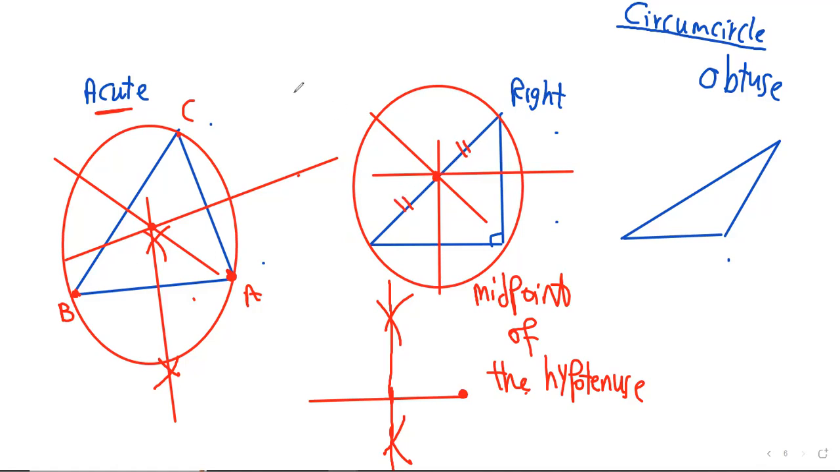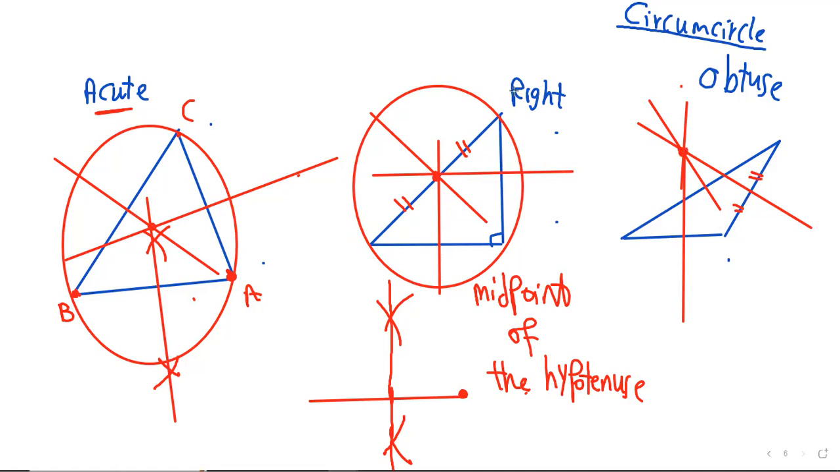When it comes to the obtuse angled triangle, follow the same steps. Draw an axis of symmetry of this side and an axis of symmetry of this side. You will find the two axes of symmetry, and an axis of symmetry for this side. You will find the three axes of symmetry. The axis of symmetry is the perpendicular bisector of this line segment. This point here is the center of the circle.